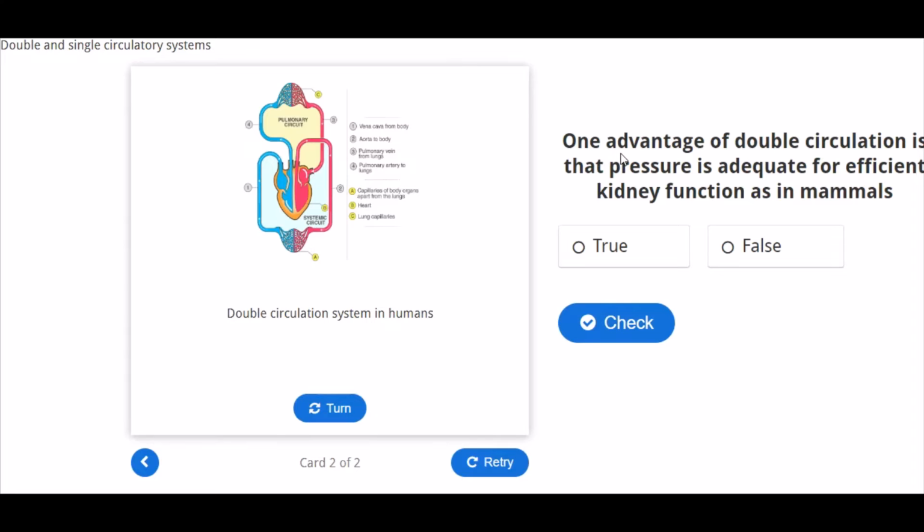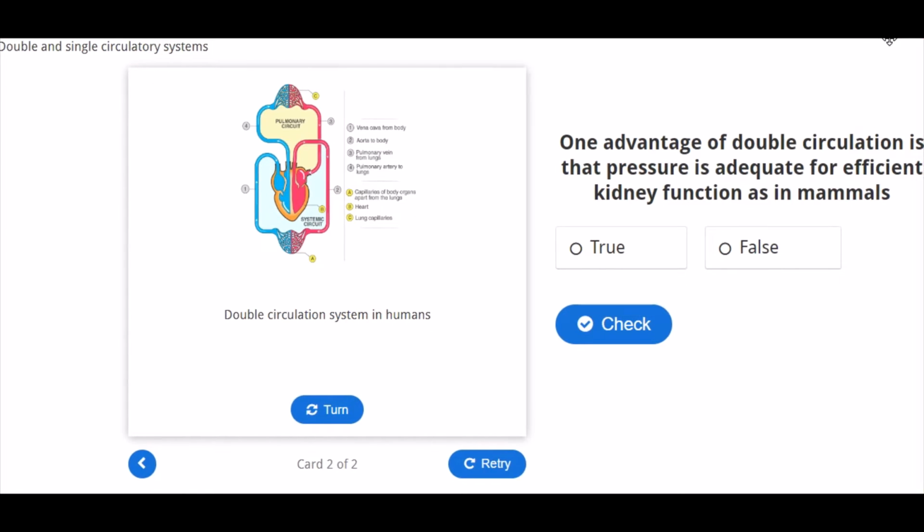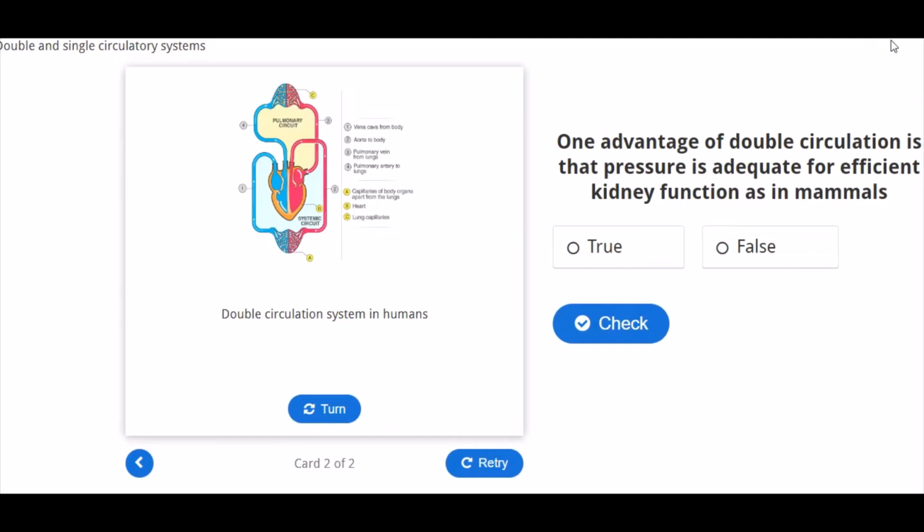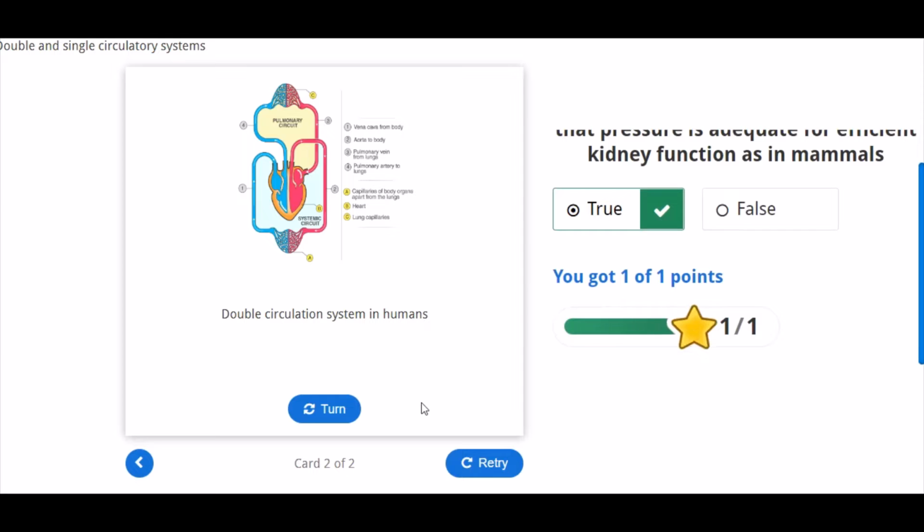Now, there's a question. It says one advantage of double circulation is that pressure is adequate for efficient kidney function. Is this true or false? True.